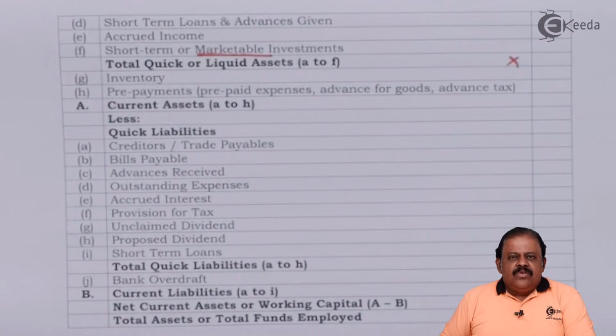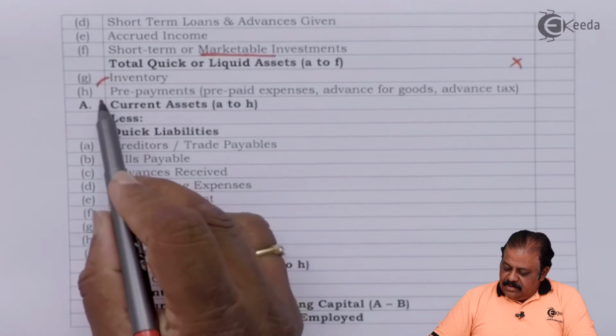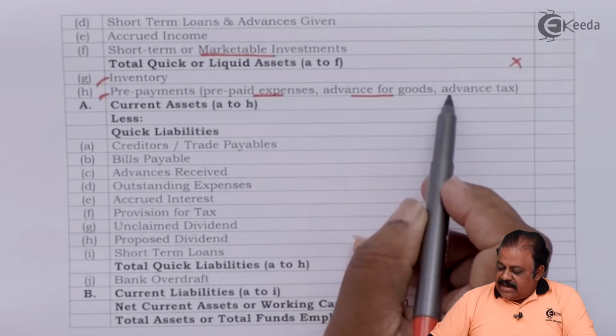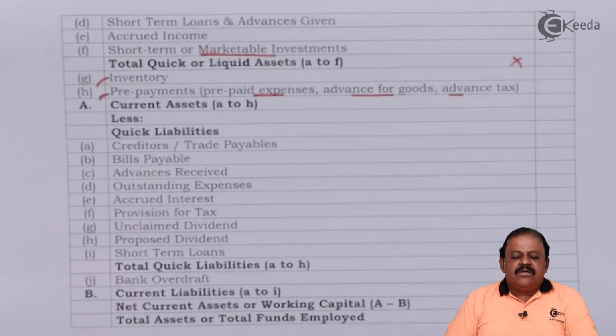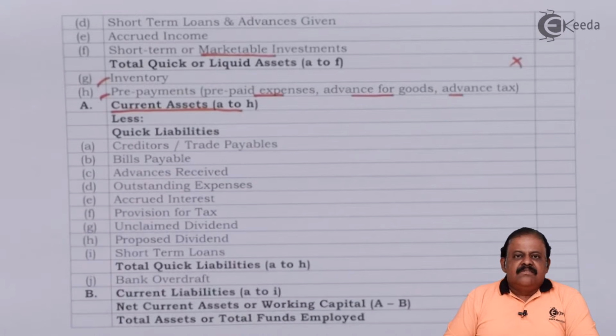Then we have non-quick assets or non-liquid current assets. Inventory means stock of work in progress, stock of raw materials, stock of finished goods. Prepayments, prepaid expenses, advance for goods, advance tax, etc. These amounts are current assets, but these cannot realize cash very fast within a short period. Therefore, those are referred to as non-quick. Thus, we get total current assets, that is quick plus non-quick.